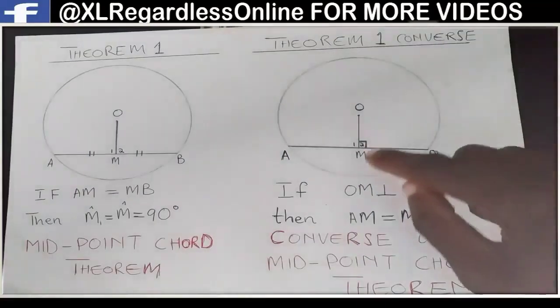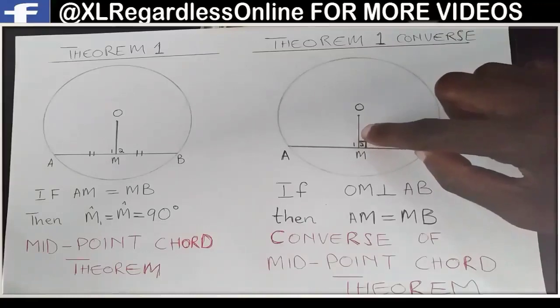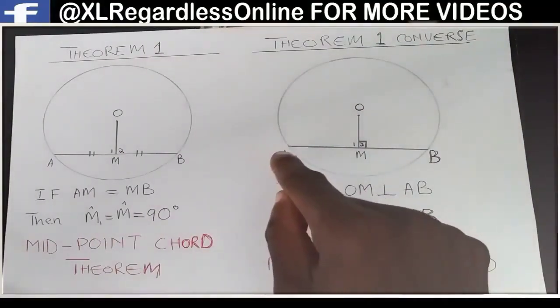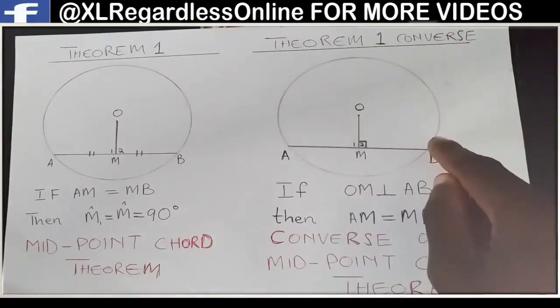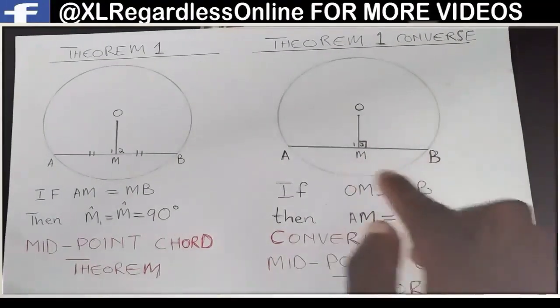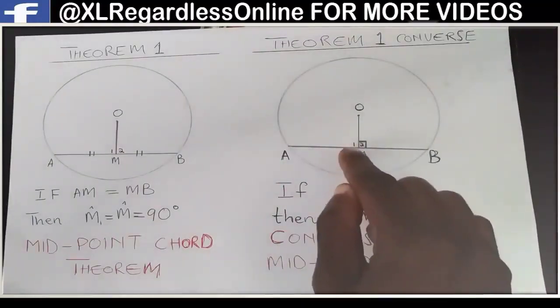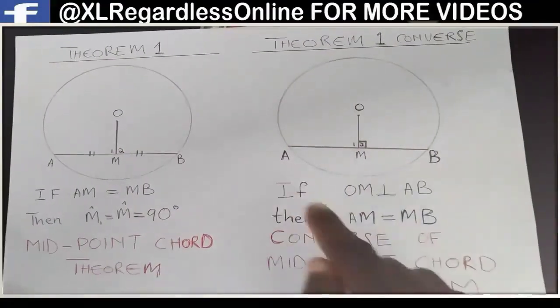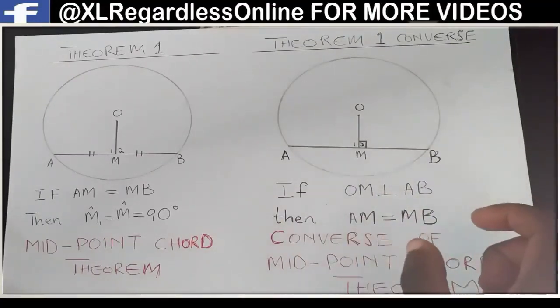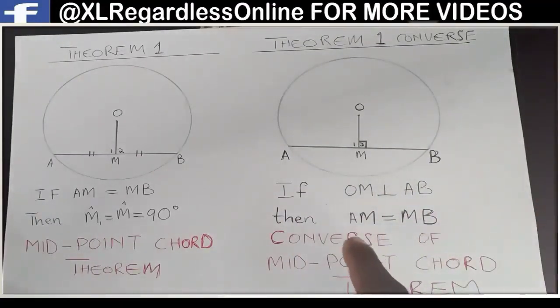The converse says if the angle here is 90 degrees, meaning if OM is perpendicular to AB, it tells us that AM is equal to MB. If OM is perpendicular to AB, then AM is equal to MB. And the reason that you're going to use here is converse of midpoint chord theorem.